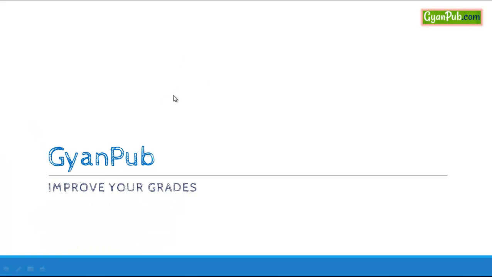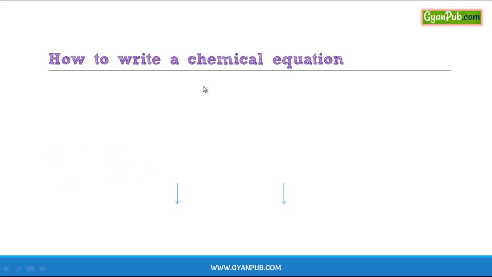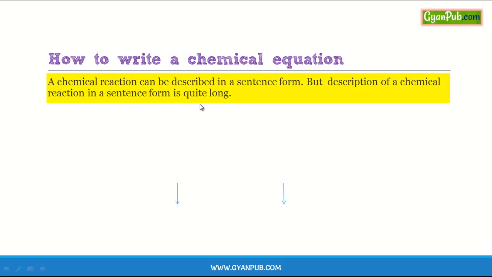Now let us discuss how to write a chemical equation. We said that a chemical equation is a simple way to describe a chemical reaction. A chemical reaction that has taken place can be described in sentence form. If a magnesium ribbon is heated under oxygen, it gives magnesium oxide powder. It can be described as: when a magnesium ribbon is heated under oxygen, it gives magnesium oxide. Explaining this reaction in sentence form is quite long.